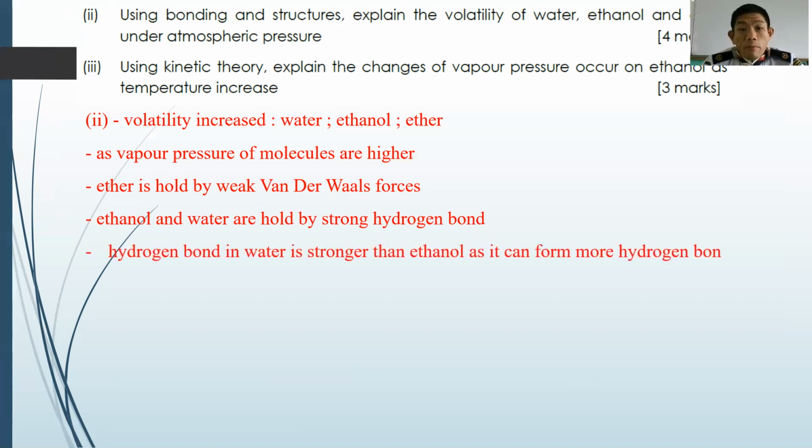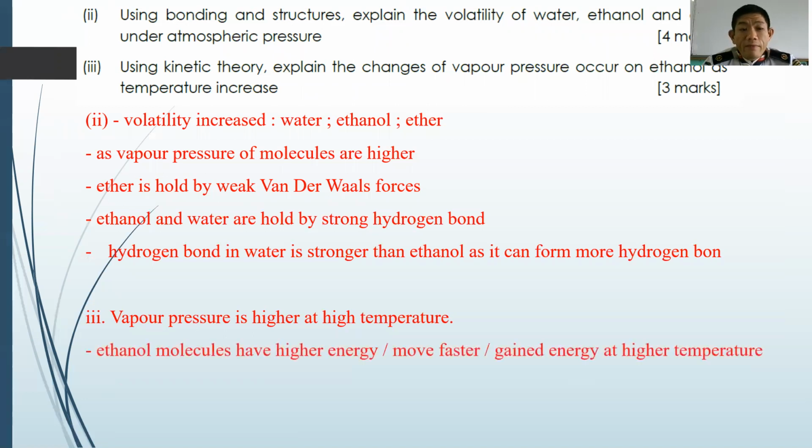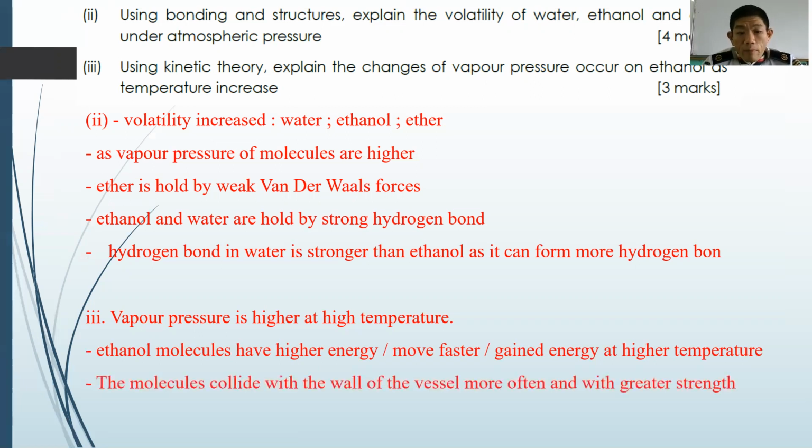Okay, so hydrogen bond in water is stronger than ethanol. Okay, just now that one, sorry. Okay, and then number 3, vapor pressure is higher at a higher temperature. Why? Because ethanol molecules have higher energy, move faster, or gain more energy at a higher temperature. As a result, molecules collide more frequently with the wall of the container with greater strength, therefore producing more vapor pressure in here. So that is why vapor pressure increases with the temperature.